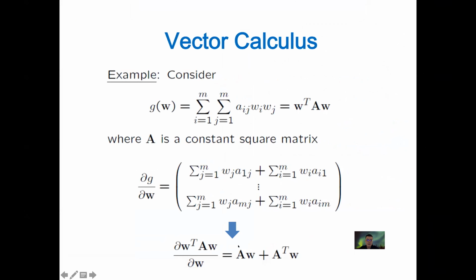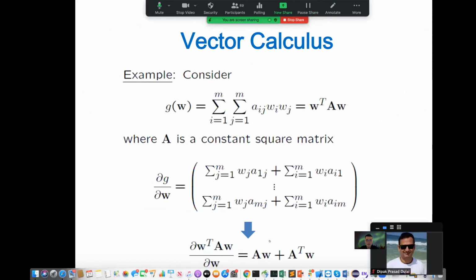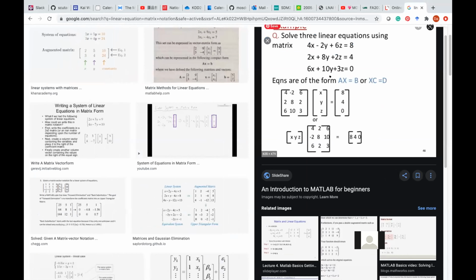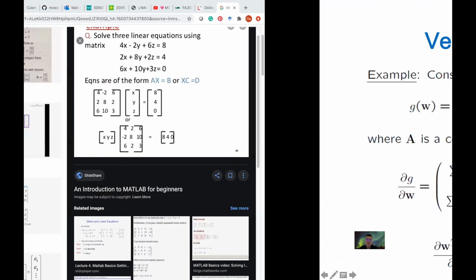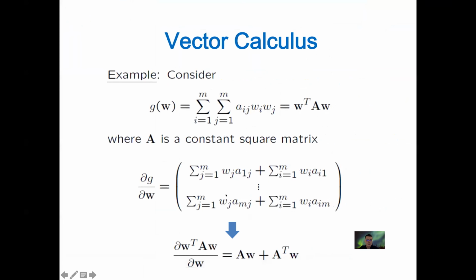It's the same. If you have A, which is these 4, 2, 6, this is the A, and W is a column vector. You take the product and the result will be this value. You see that this 8 is essentially 4 times X, 2 times Y, 6 times Z. So you see these are the terms.